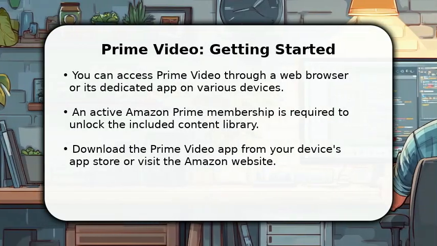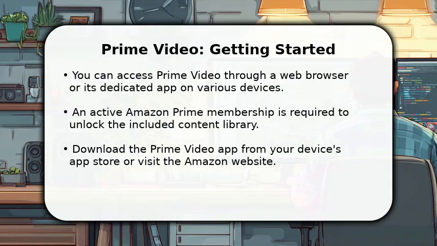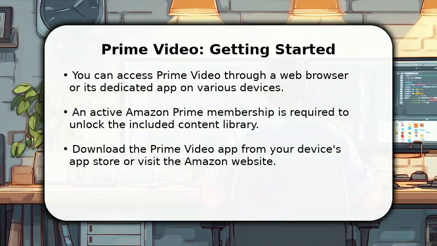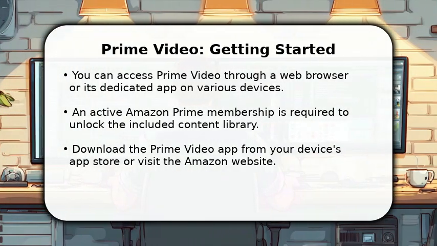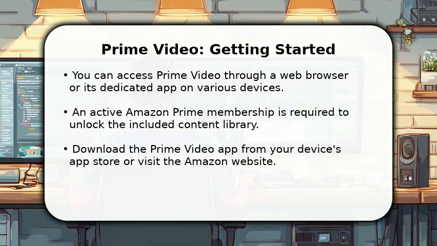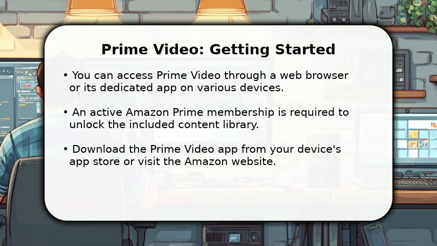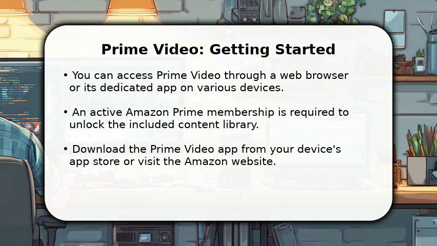In this video, I will explain how to use Amazon Prime Video. To begin, simply navigate to the Prime Video website or open the dedicated app on your device. Ensure you are signed in with your Amazon account that holds an active Prime membership. This membership grants you instant access to a vast collection of movies and television shows included at no additional cost.